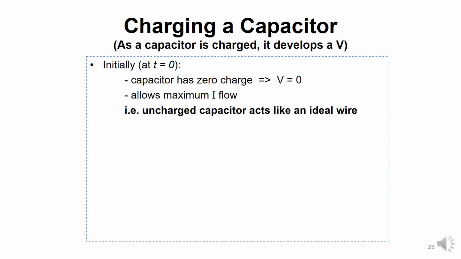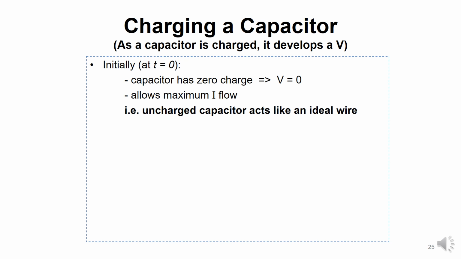Because the capacitor has 0 voltage, it behaves like a regular wire, like an ideal wire. It doesn't have a voltage of its own. It behaves like a wire, so it allows maximum current to flow through. It allows the battery to pump maximum charges, maximum current, to the circuit.